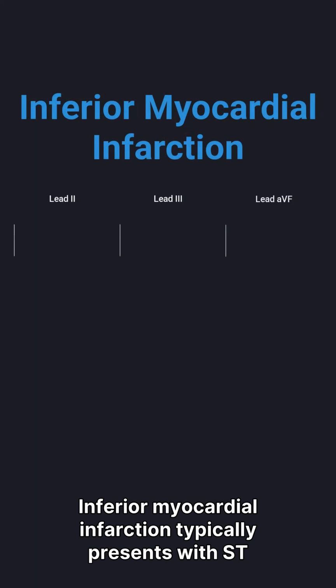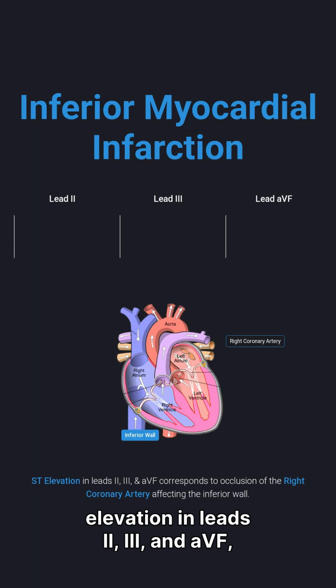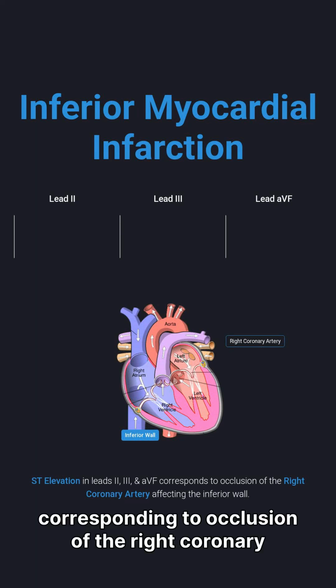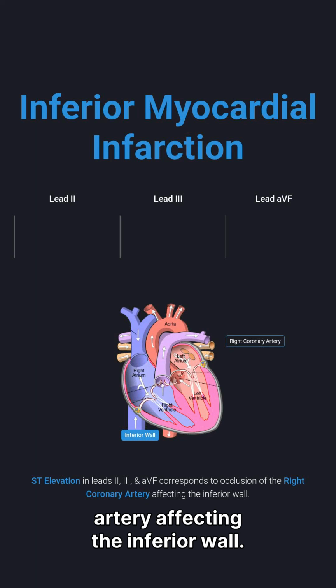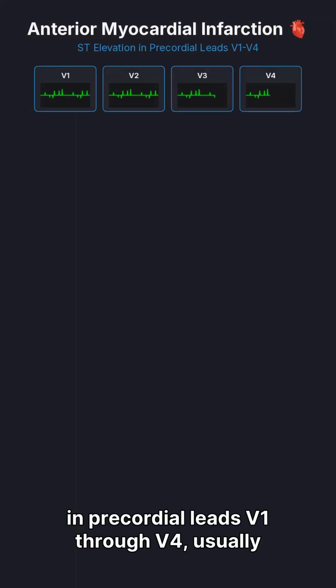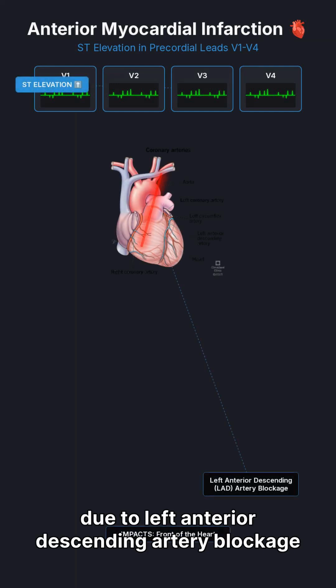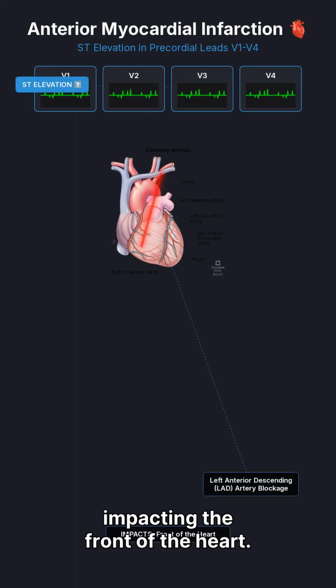Inferior myocardial infarction typically presents with ST elevation in leads 2, 3, and aVF, corresponding to occlusion of the right coronary artery affecting the inferior wall. Anterior MI is diagnosed by ST elevation in precordial leads V1 through V4, usually due to left anterior descending artery blockage impacting the front of the heart.